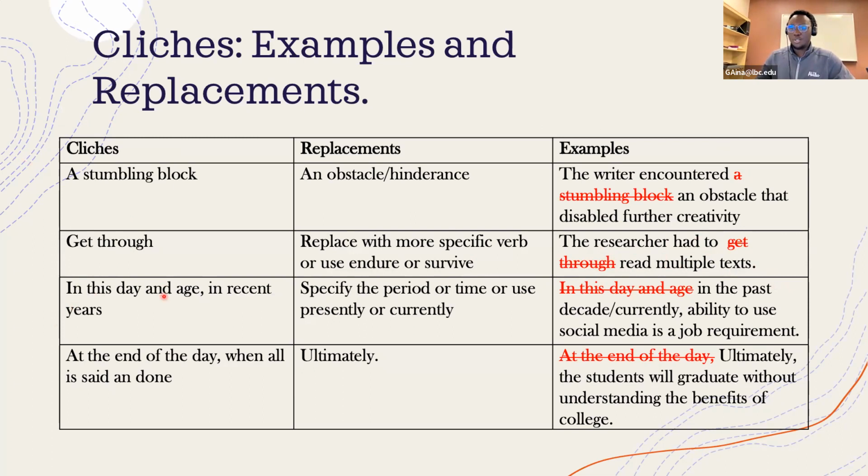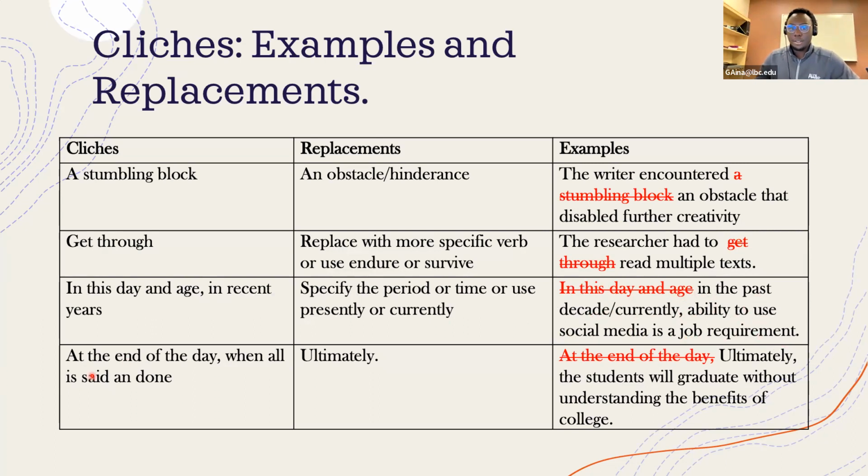Another one is in this day and age or in recent years, right? Those are unspecific descriptions of time. So instead, just specify the period of time or use presently or currently. If you say in this day and age, ability to use social media is a job requirement, instead you can say in the past decade, or currently, ability to use social media is a job requirement.